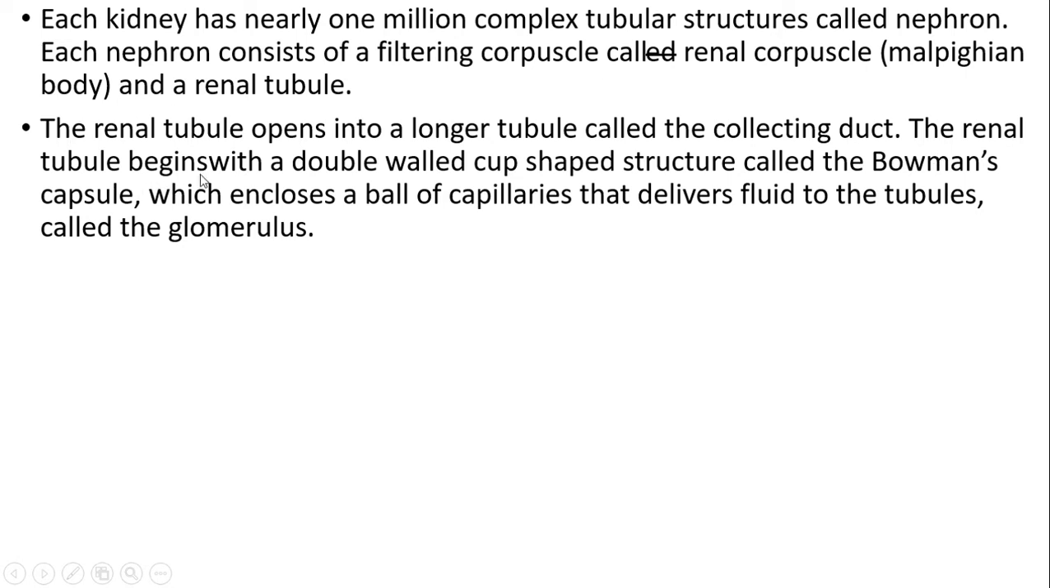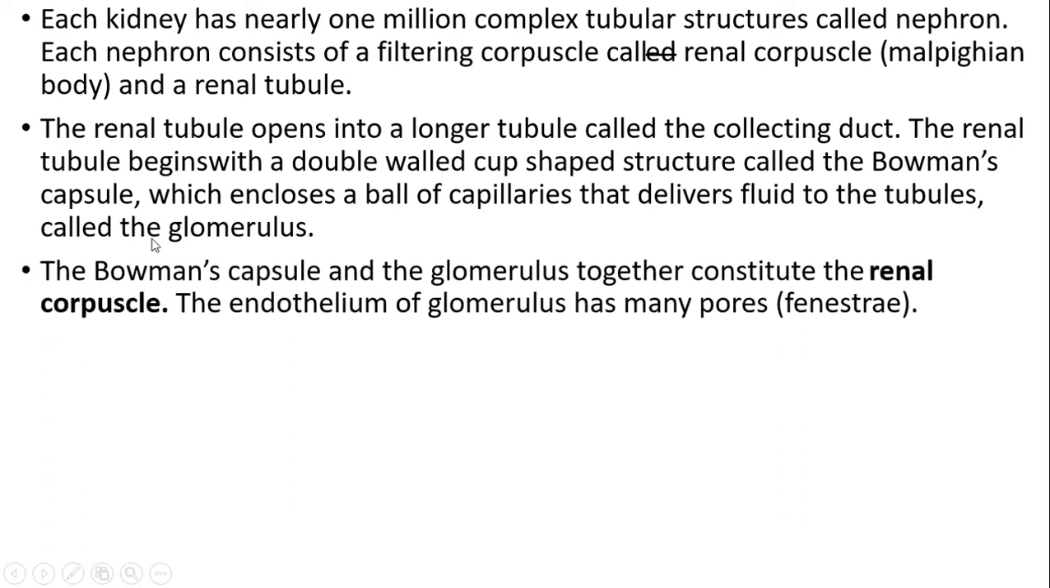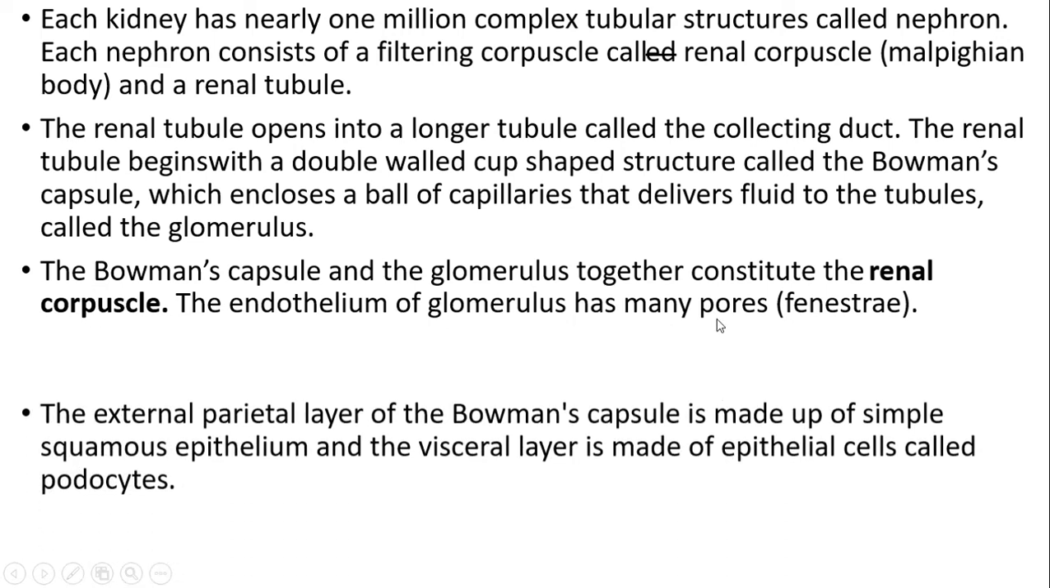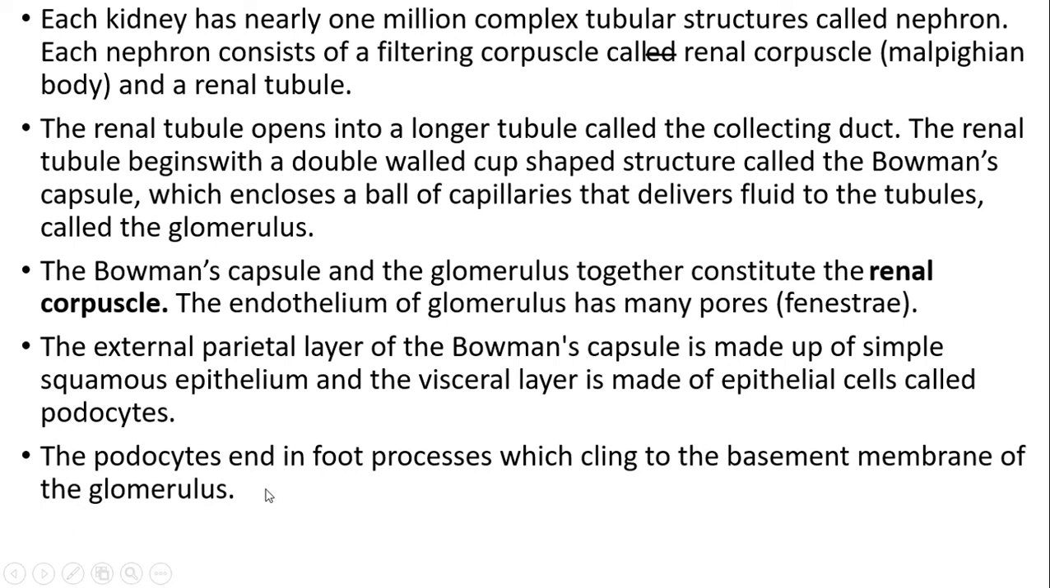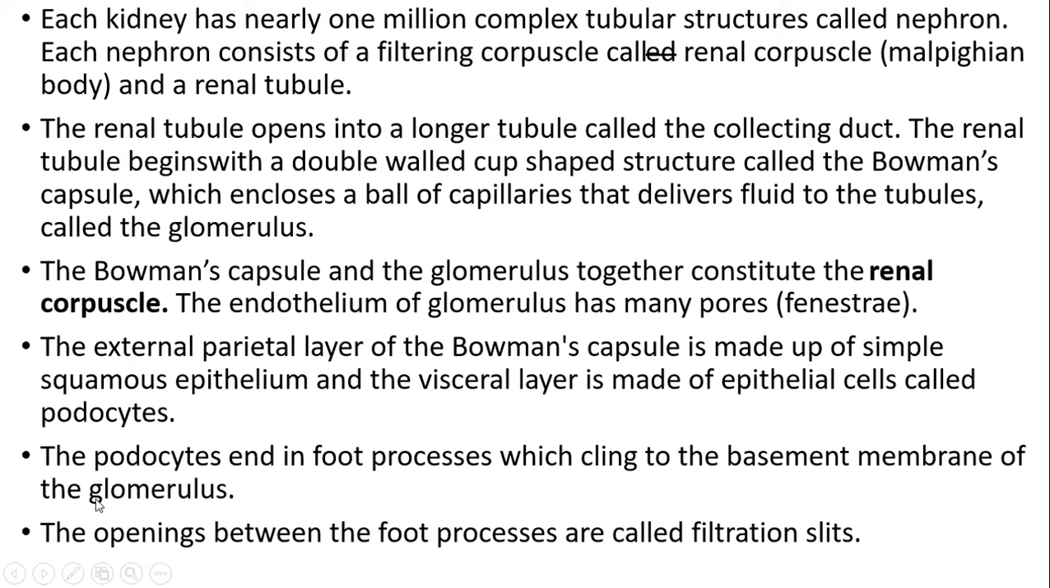The renal tubule begins with a double-walled cup-shaped structure known as Bowman's capsule, which encloses a ball of capillaries called the glomerulus, which delivers fluid to the tubules. The Bowman's capsule and the glomerulus together constitute the renal corpuscle. The endothelium of the glomerulus has many pores. The external parietal layer of Bowman's capsule is made up of simple squamous epithelium, and the visceral layer is made up of epithelial cells called podocytes. The podocytes end in foot processes which cling to the basement membrane of the glomerulus. The openings between the foot processes are called filtration slits.